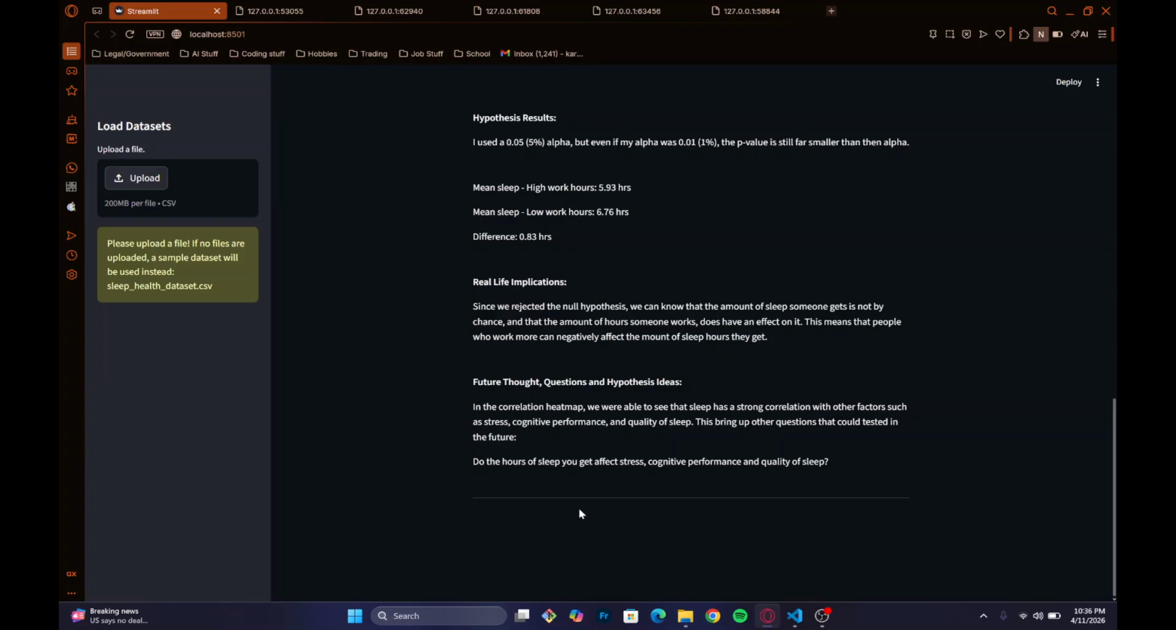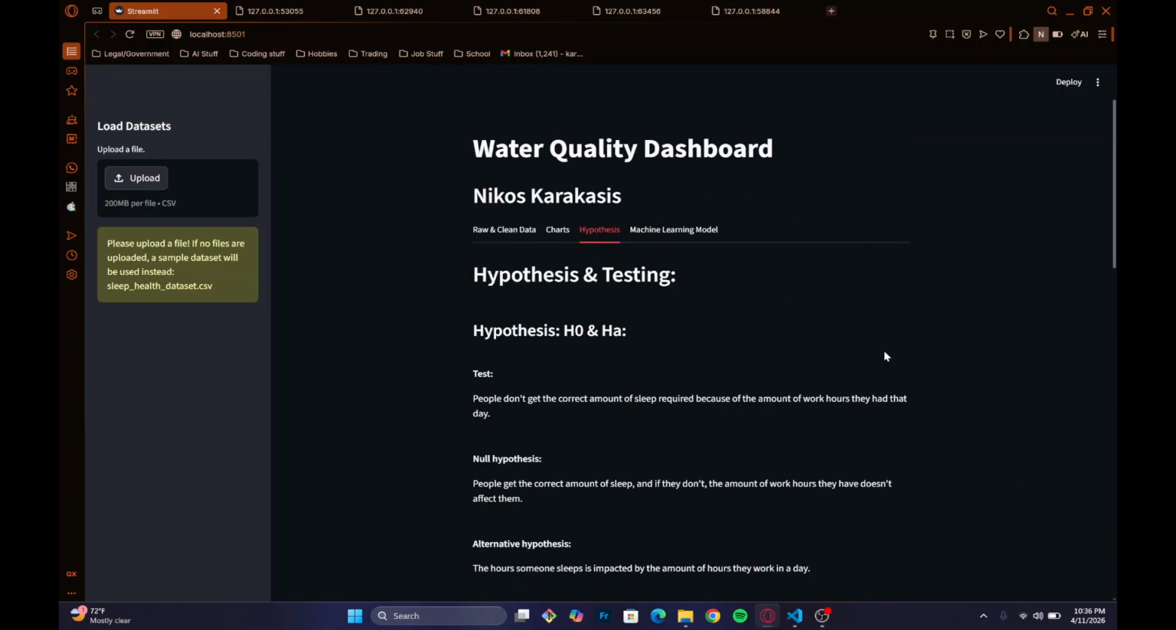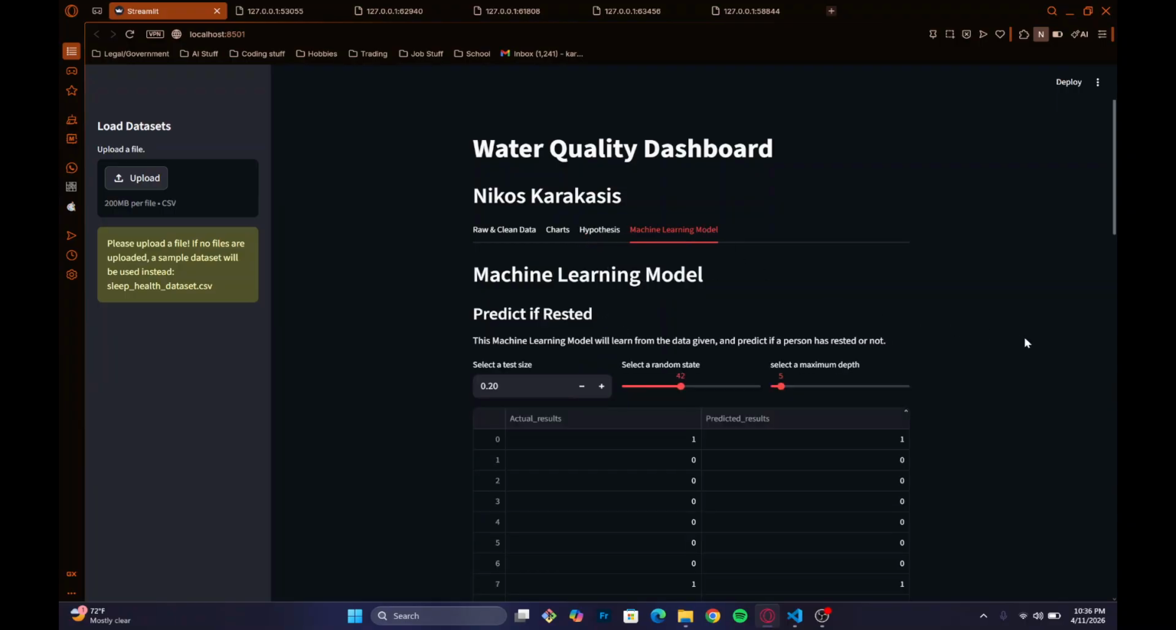So, this gave me some more questions, right? Like, for example, do the hours of sleep you get affect stress? Or maybe they get affected by stress? Does it affect cognitive performance and the quality of sleep? So, of course, that is a hypothesis that I could make for another day, but this machine learning model did help me get a better insights into that.